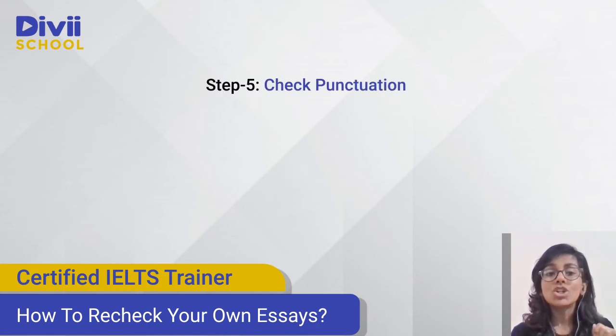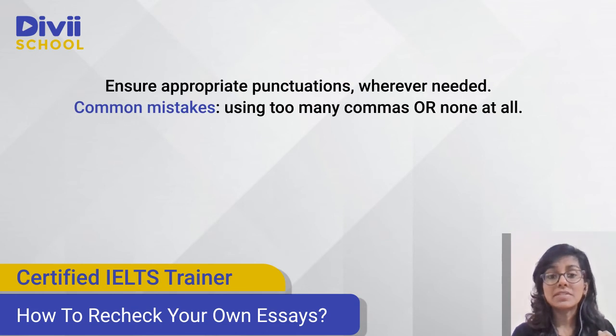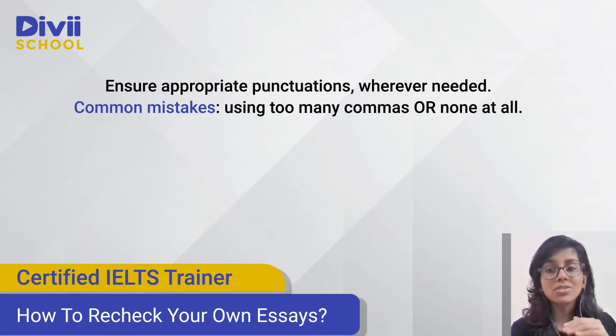Step 5. Check punctuation. After restructuring your sentences, ensure that you have used punctuation wherever appropriate. Common mistakes include using too many commas or none at all. An easy way to understand if you need a comma is to check where in a sentence you pause or take a breath. You will find that you have to put a comma after the word where you take a pause.